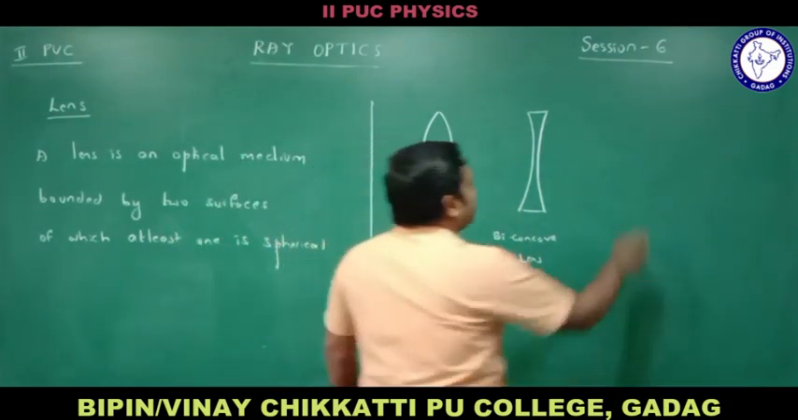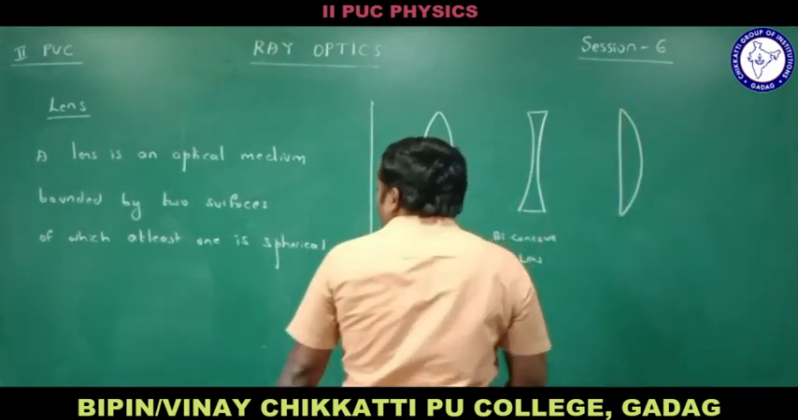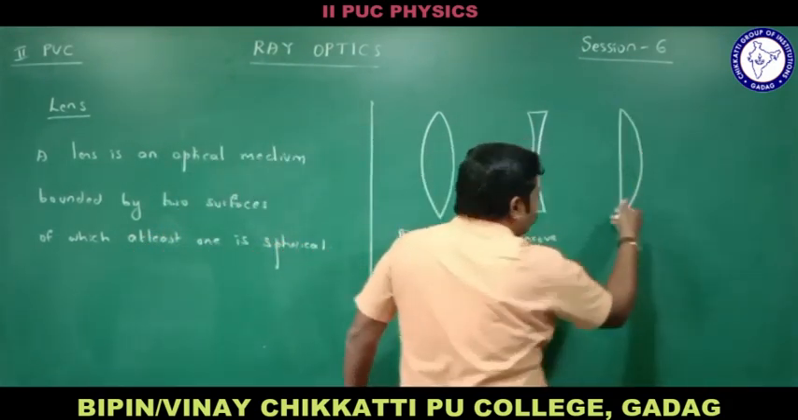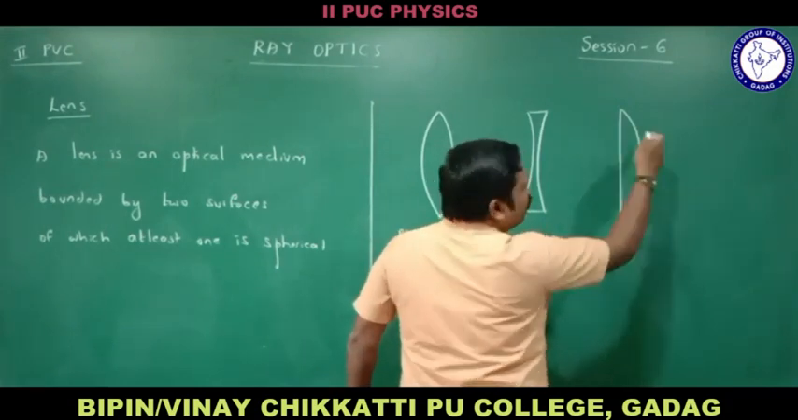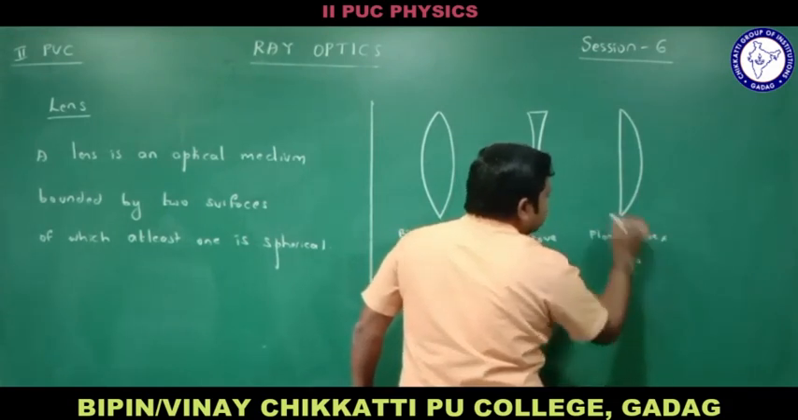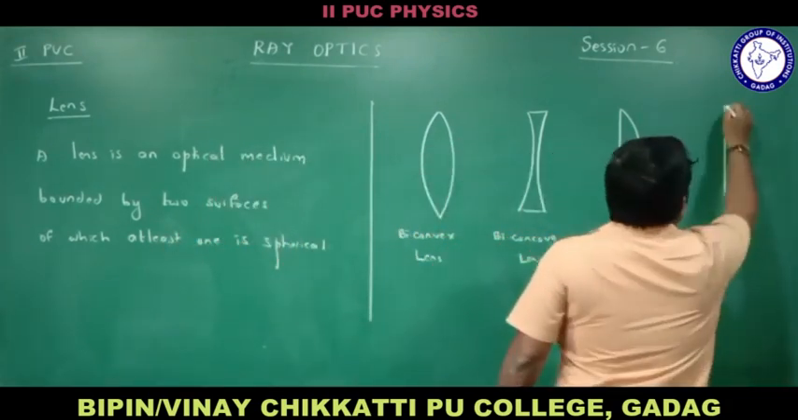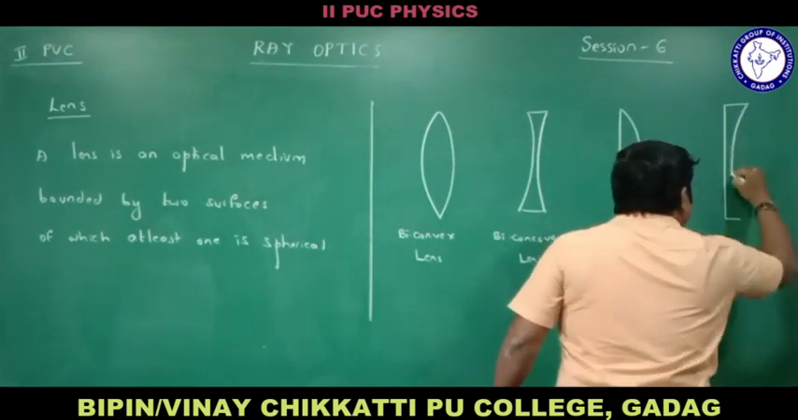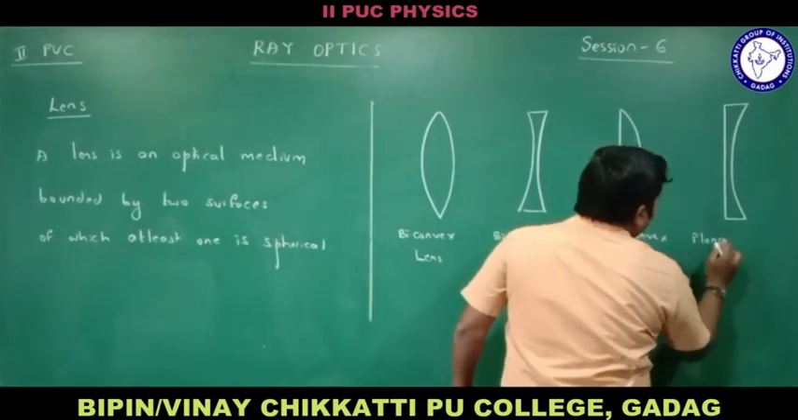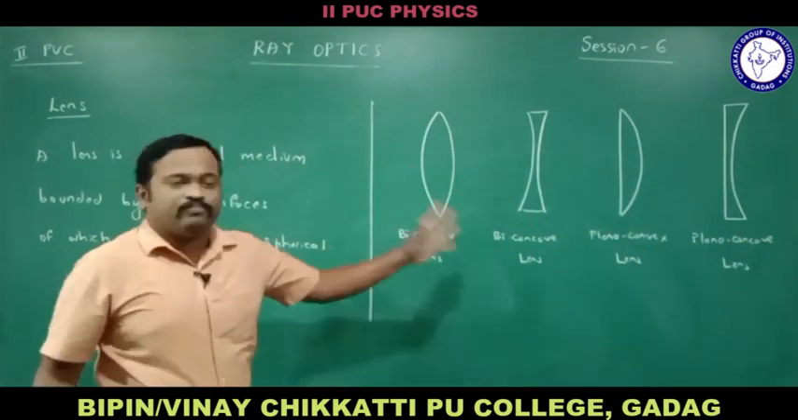Lens may be like this also. One is plane and another one is spherical, and this is convex. It is bulged outside, so it is convex. So this kind of lens is called a plano convex lens. One is plane, that is why plano convex lens. Lens may be like this also. One is plane and another one is concave in structure. So this kind of lens is called a plano concave lens, right? So these are some of the lenses.